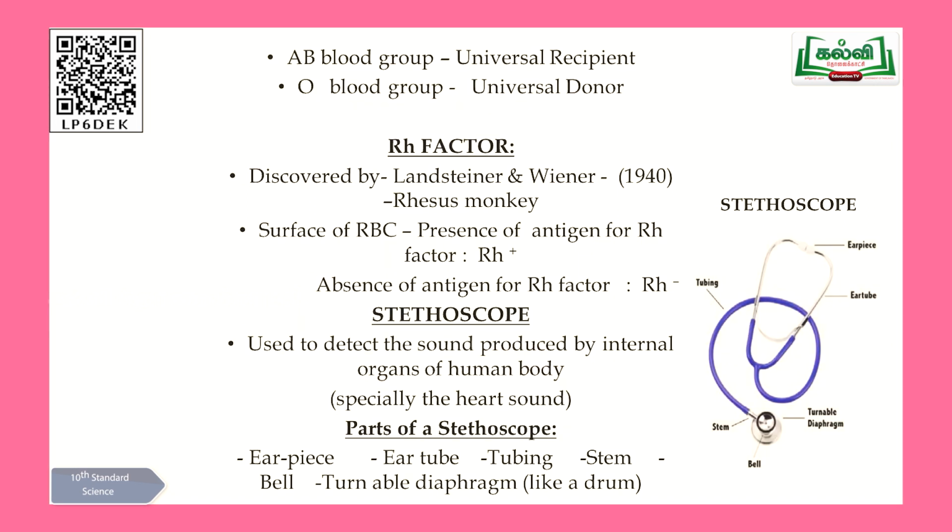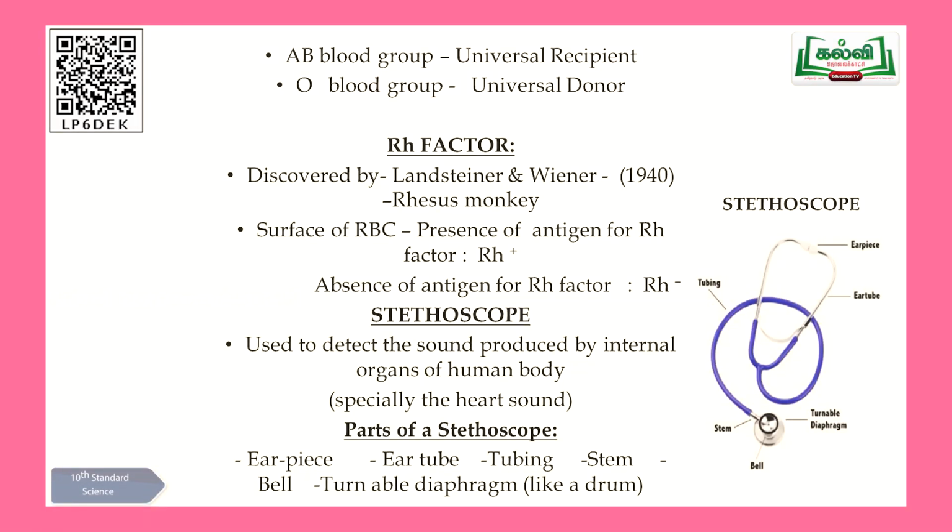The last part, the RH factor, is very important, children. Once there were scientists called Landsteiner and Wiener in the year 1940. They found a special factor in a monkey called the rhesus monkey. That's why it's named the RH factor. So, when you go for a blood checkup, doctors will check whether the blood has A antigen, A antibody, B antibody. Apart from that, whether your blood has an extra factor. That factor is named the RH factor.